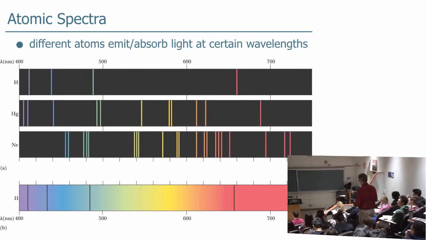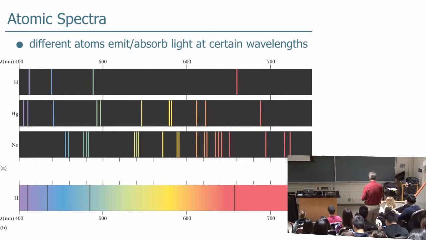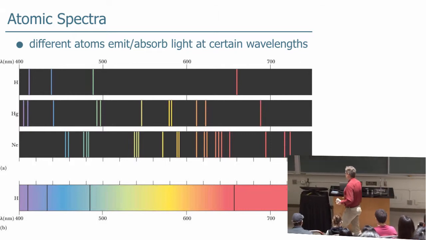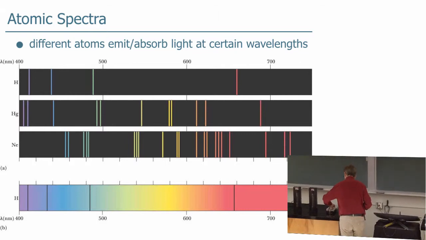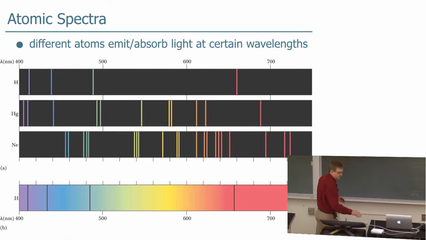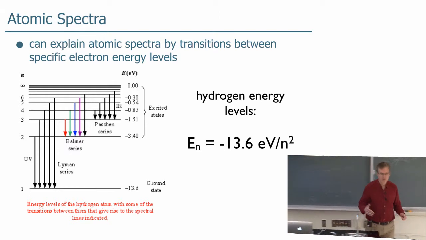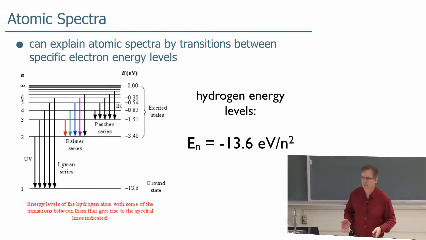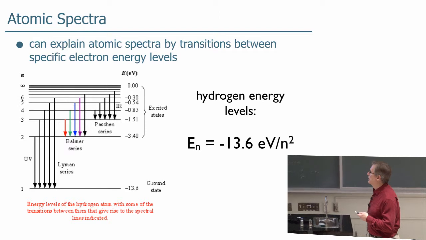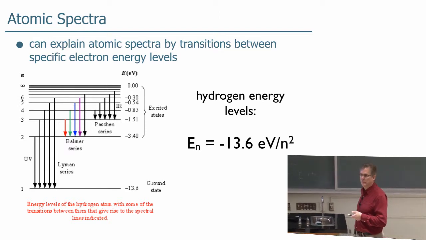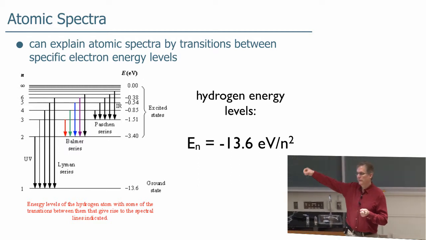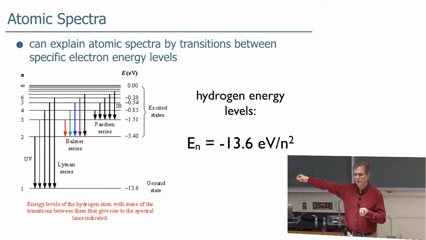So here again is another observation that you can make in nature that just demands a quantum type explanation. And this is the explanation. There are only certain allowed energy levels for electrons in an atom. And here are the energy levels, let's say, in hydrogen. Hydrogen is just a proton and an electron. When the electron is infinitely far away from the proton, we'll call that energy 0.